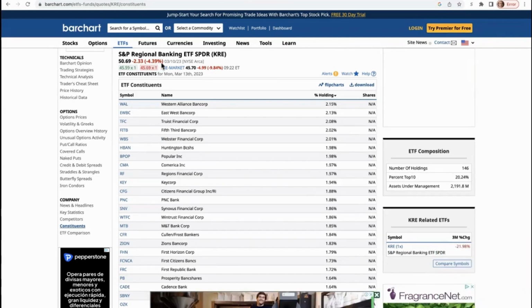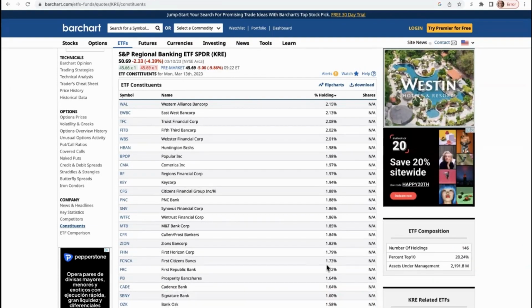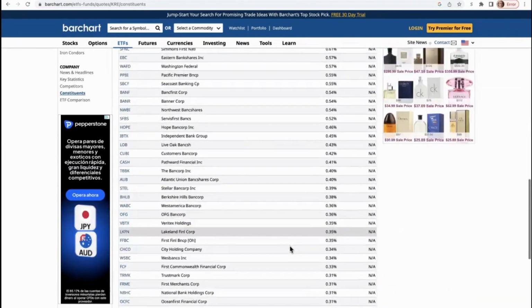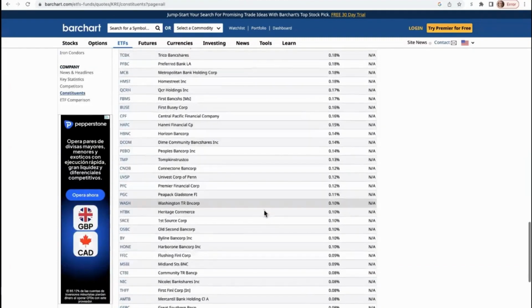Now you can anticipate the IVs are off the roof as well. So these are the stocks, and this is all of them. And what I want to do, oh, there's even more. Show all. There's a boatload of them.